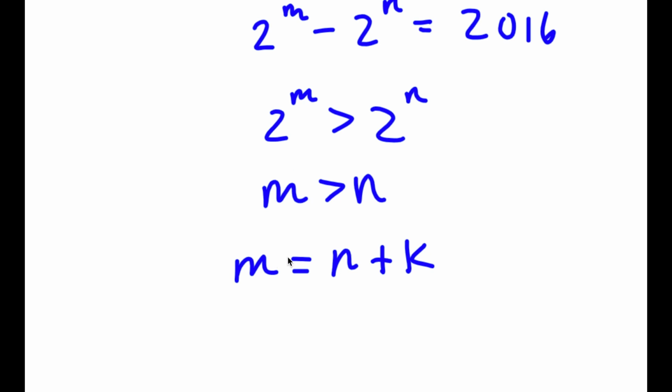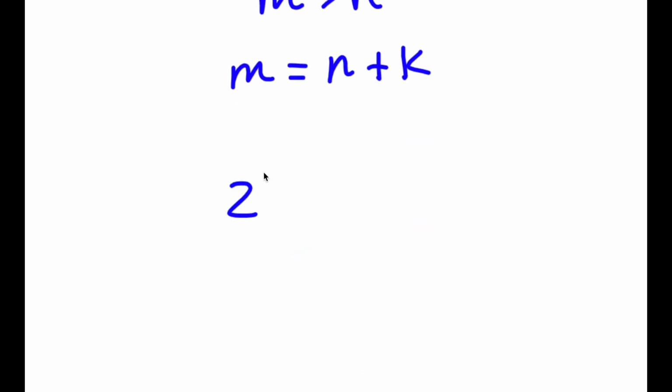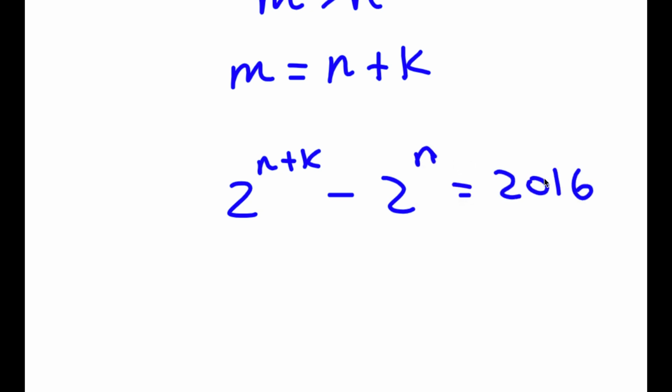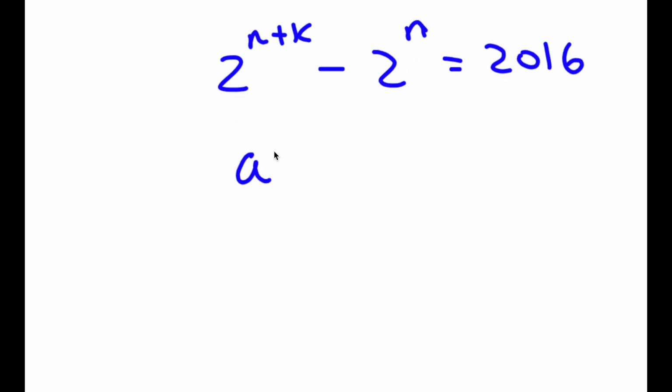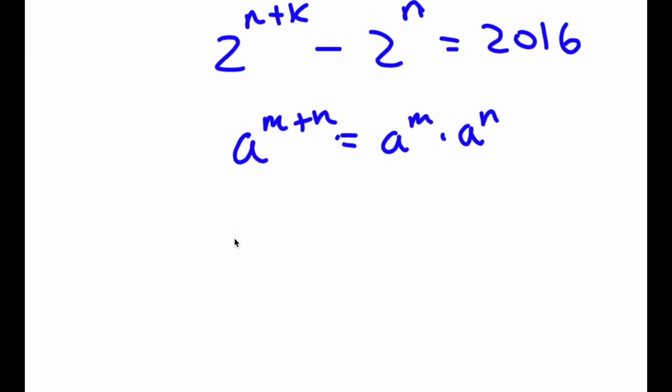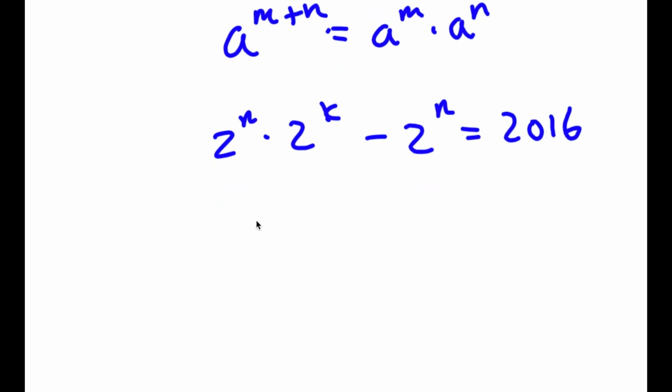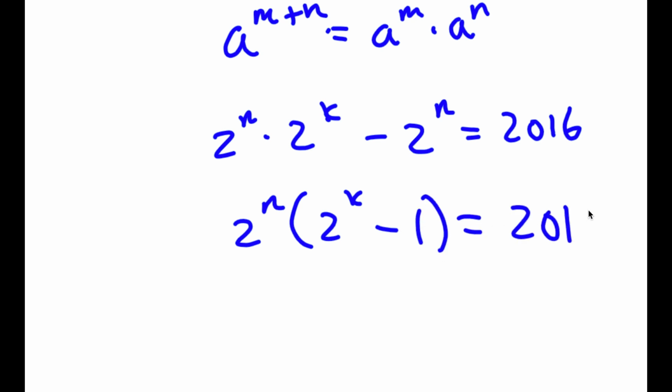So now I'm going to replace m with n plus k. So now I have 2 to the power of n plus k minus 2 to the power of n is equal to 2016. Now, if I have something in the form a to the power of m plus n, this is equal to a to the power of m times a to the power of n. So 2 to the power of n plus k, that's going to equal 2 to the power of n times 2 to the power of k. Now this minus 2 to the power of n is equal to 2016. Now I'm going to factor out 2 to the power of n. So now I have 2 to the power of n times 2 to the power of k minus 1 is equal to 2016.